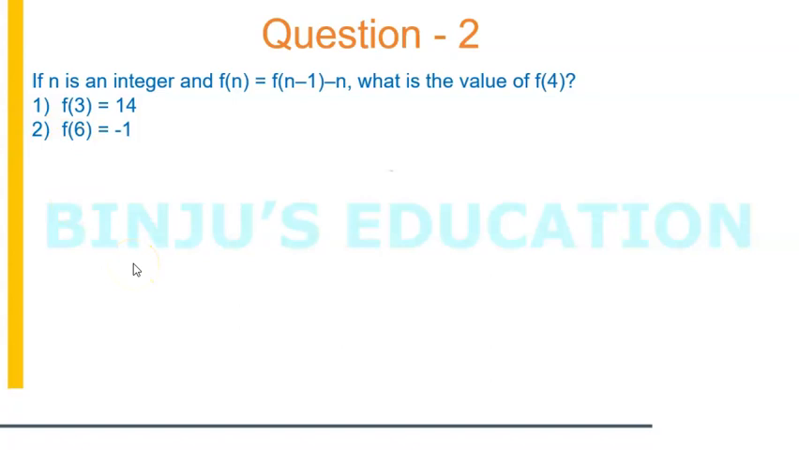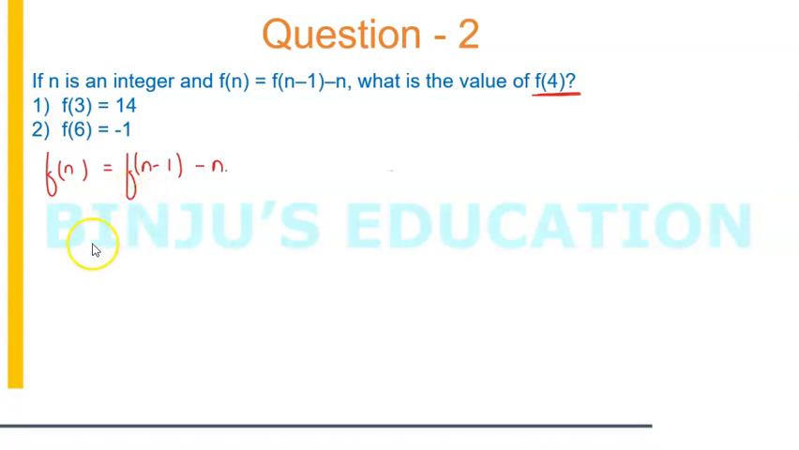If n is an integer and f of n is equal to f of n minus 1 minus n, we need to find out the value of f of 4. Now first let's understand what this expression means. f of n is equal to f of n minus 1 minus n.